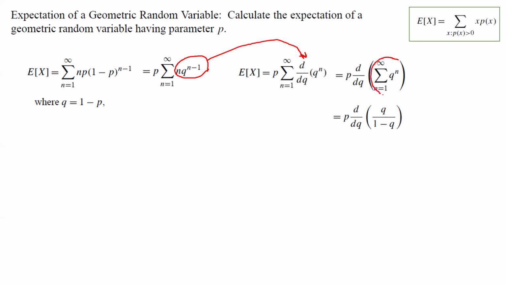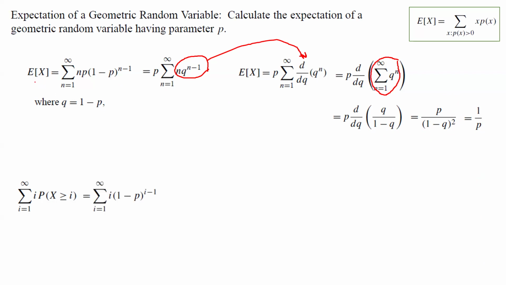So when you have a geometric sum, the summation is q divided by 1 minus q. So you can simplify this to p divided by 1 minus q to power 2. We just took the derivative of this quotient and it becomes p divided by 1 minus q to power 2. And you can simplify this to 1 minus p. P divided by p squared is 1 over p. So the expected value for a geometric random variable is 1 over p.